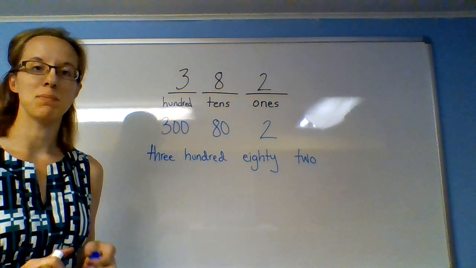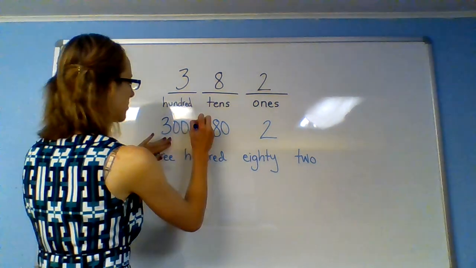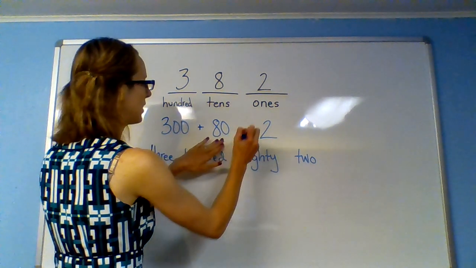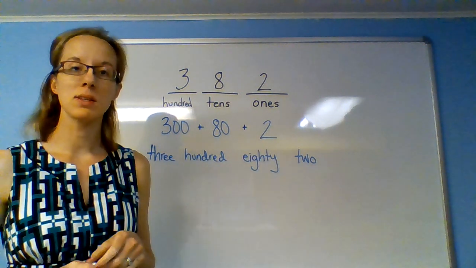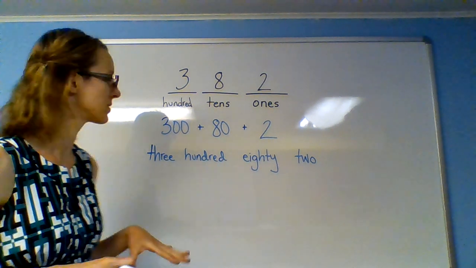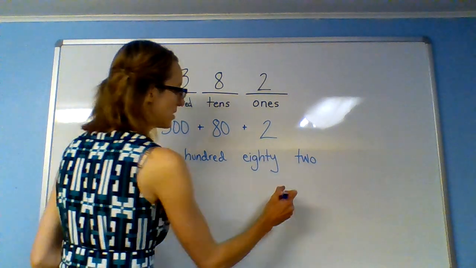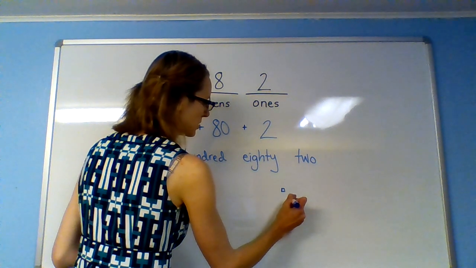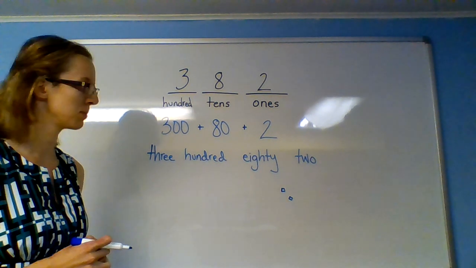I could represent it by showing it as addition of its parts. So 300 plus 80 plus 2. Or in school, sometimes we use ones, tens, and hundreds pieces. So remember a hundreds piece, well, let's start with the ones. Ones are just those tiny little cubes that you use. And we would just have 2 little cubes.